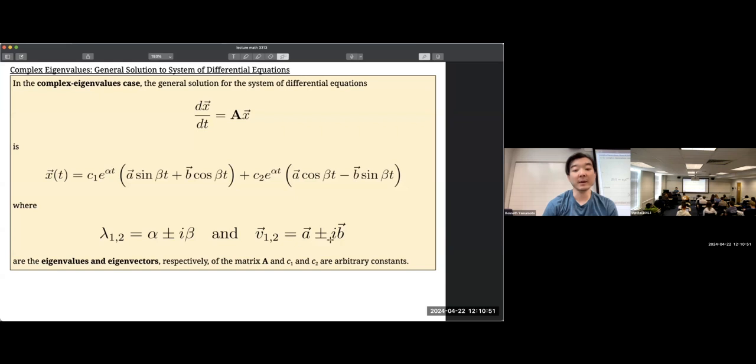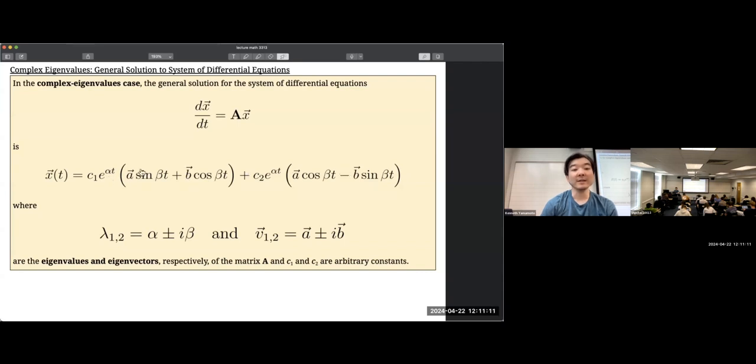We'll see how to do that in a moment. But once you're able to split the real and imaginary part for both the eigenvalues and the eigenvectors, then you can put those in these spots right here. This is the actual full vector solution to the system of equations when you have complex conjugate eigenvalues.